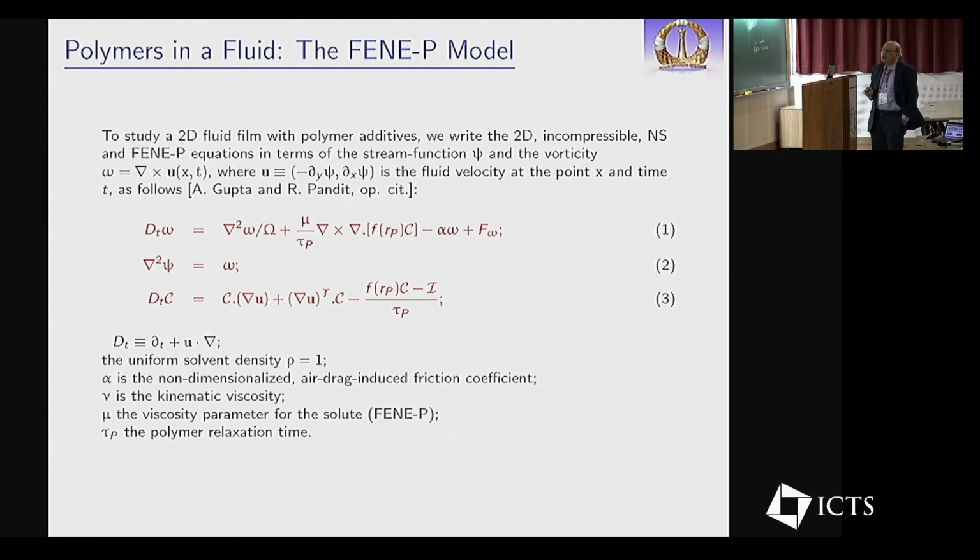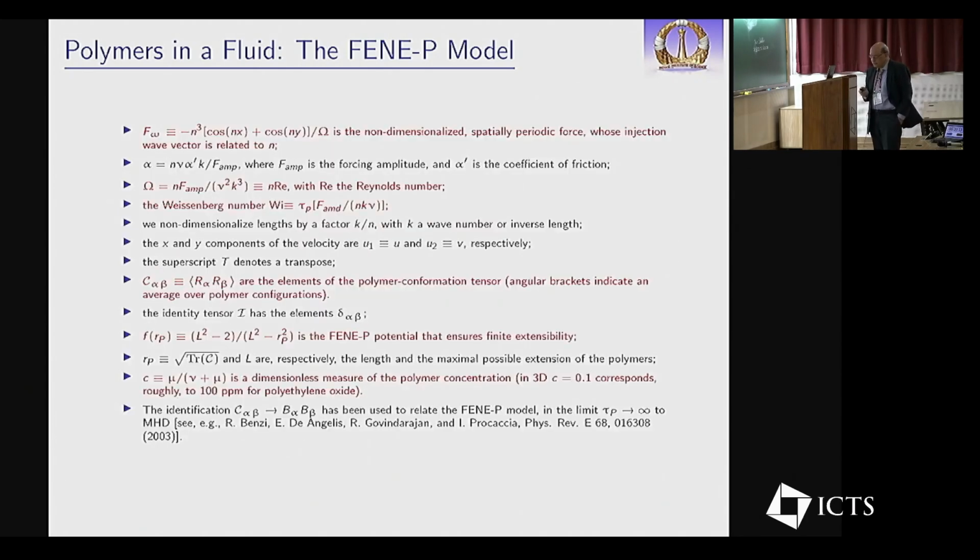And then there is this polymer conformation tensor, which has its own evolution equation. So it is advected by the velocity. And then there is a term here which encodes the so-called FENE-P model, that is finitely extensible polymers. And the important new parameter here is the polymer relaxation time. And if we non-dimensionalize things, the Reynolds number will be something called capital Omega, and the Weissenberg number, called Wi, will be a non-dimensionalized polymer relaxation time.